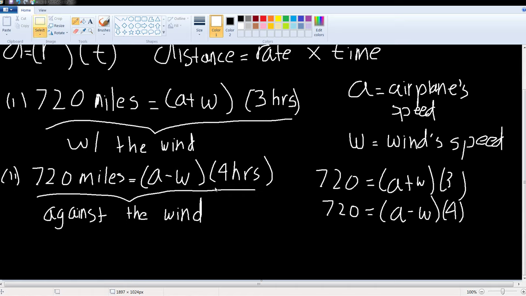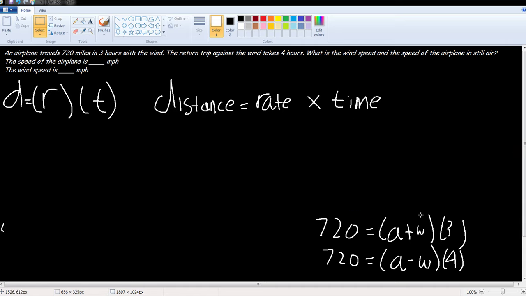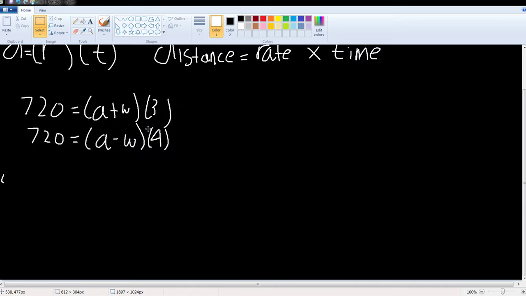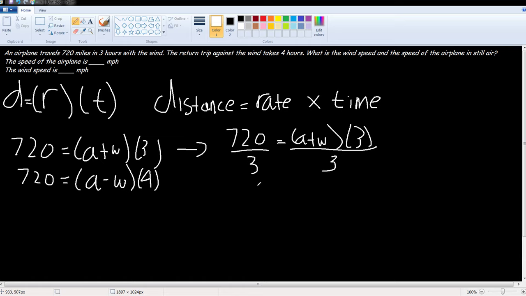So let me just erase everything here, just so we have a little bit of room. There we go. All right. So as you can see, let's solve for the first equation, simplify it. We have a 3 on the right side. We can simply divide both sides by 3, right? So this is what it would look like. Divide by 3. Divide by 3.